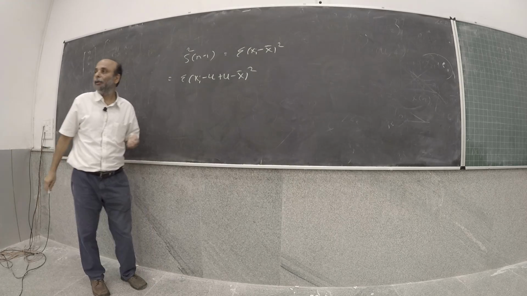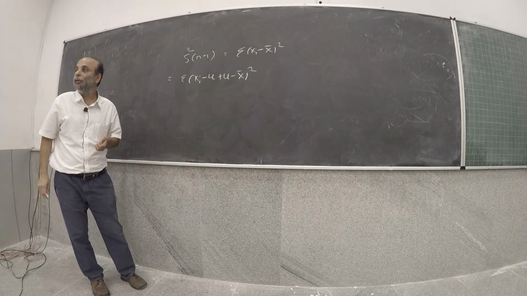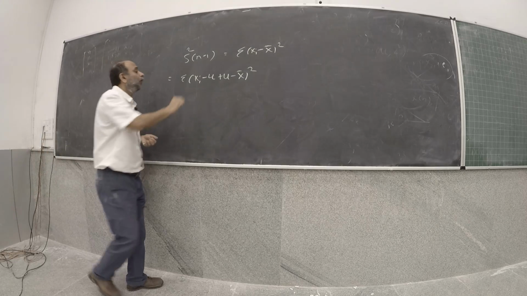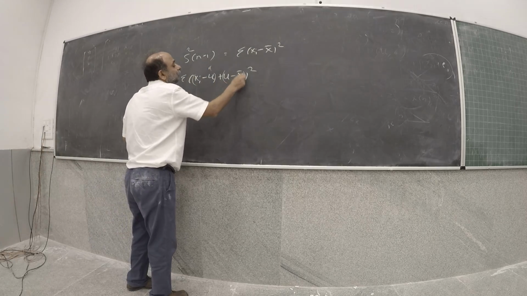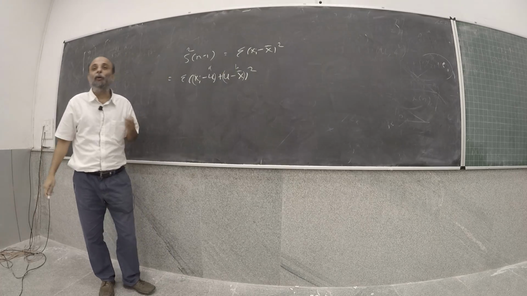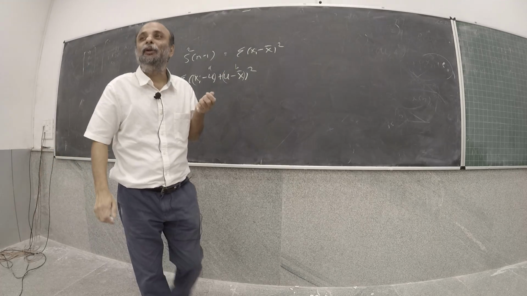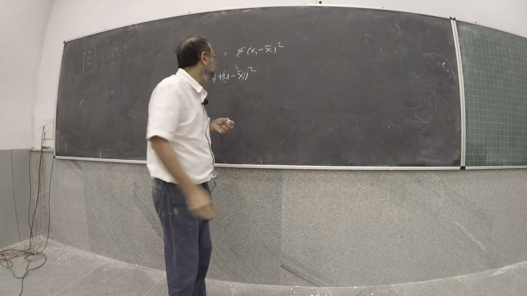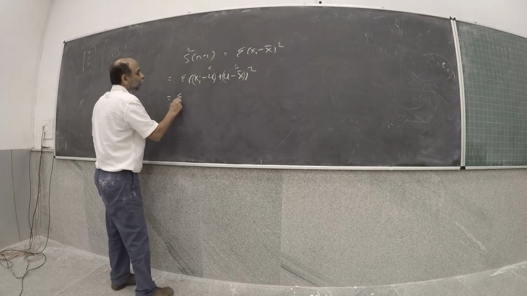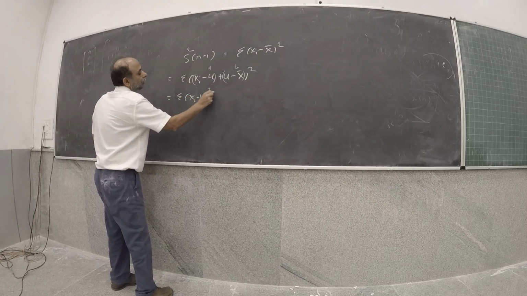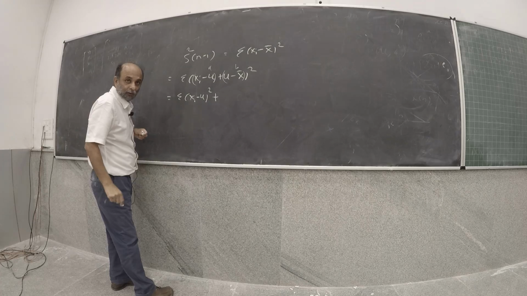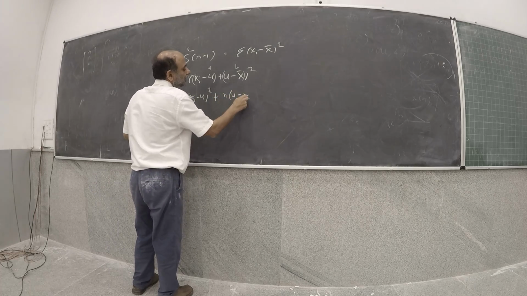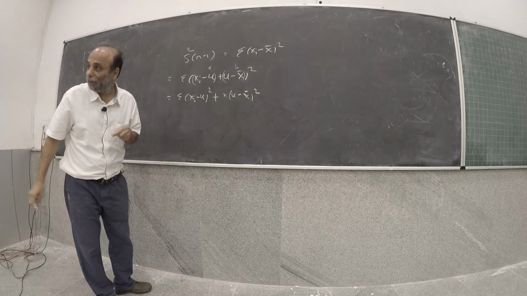Okay? I can add and subtract a mu. Everything remains the same, no? Now, I can think of this as A, I can think of this as B, and I can use this formula which nobody ever forgets, A plus B whole square, which is A square plus B square plus 2AB. So this will be equal to summation xi minus mu square, right, plus n mu minus x bar square.